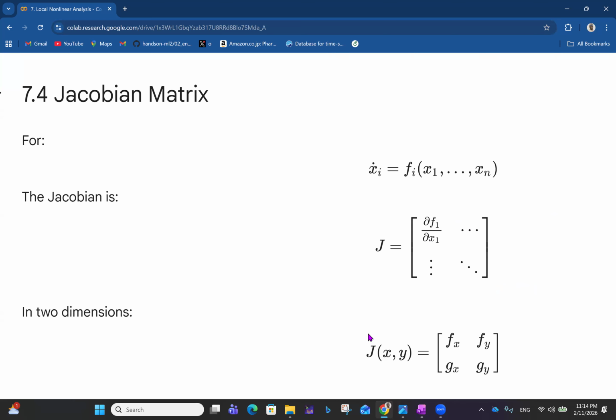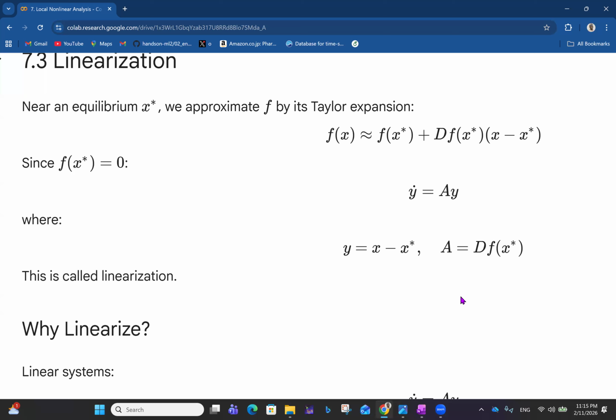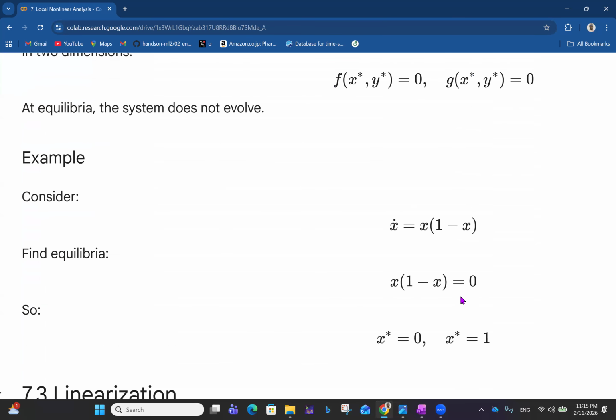So in two dimensions, if you're talking about two dimensions, you have J of x, y, which is, if you have variables f and x, you differentiate. So in this case now, it means you have exactly this kind of setup.